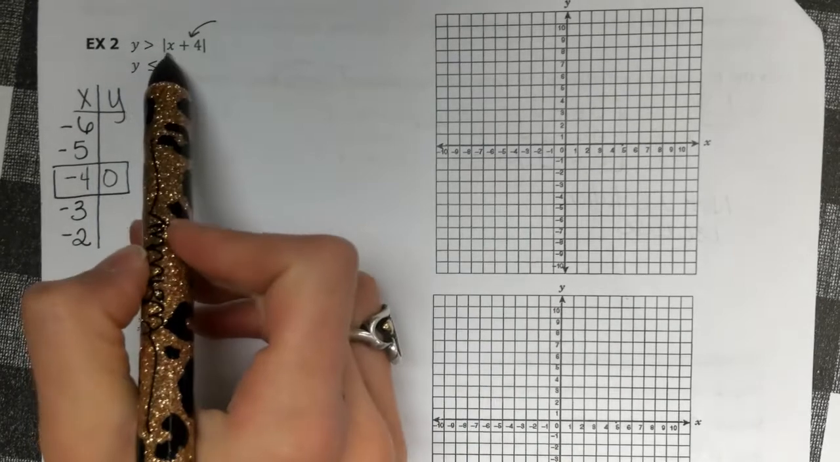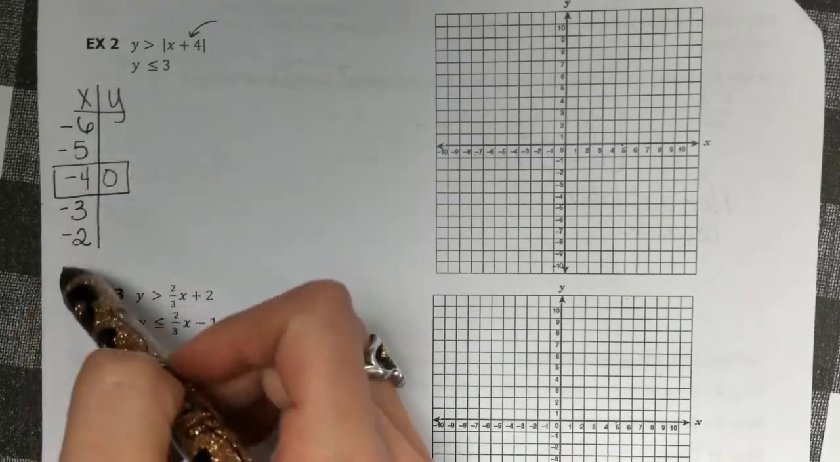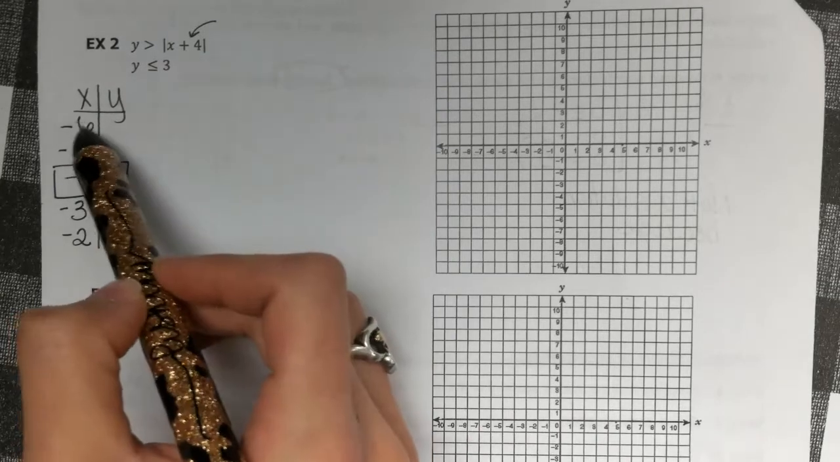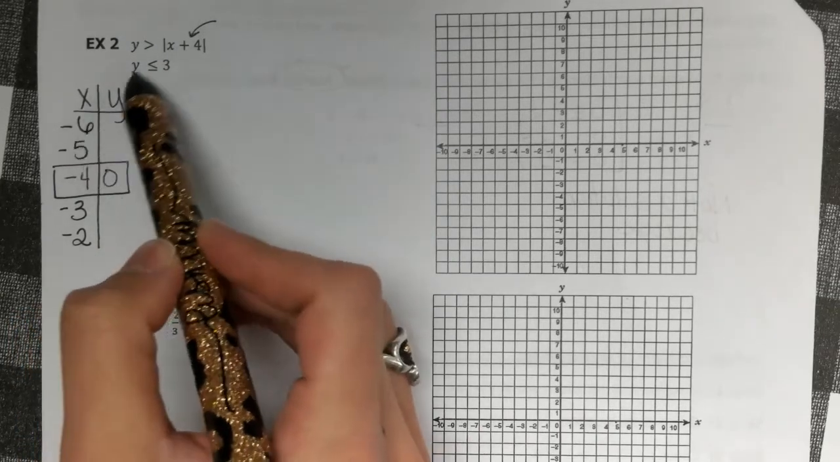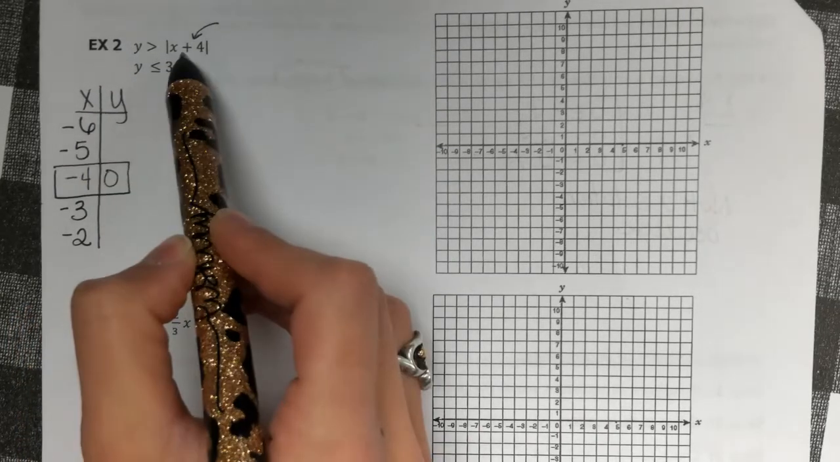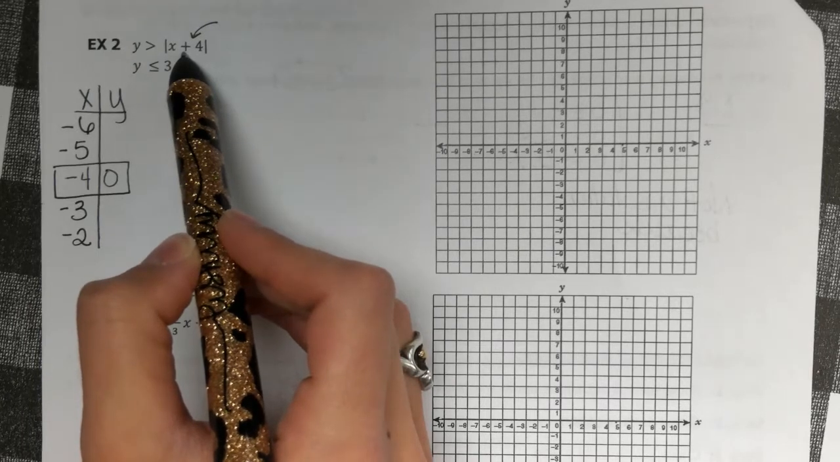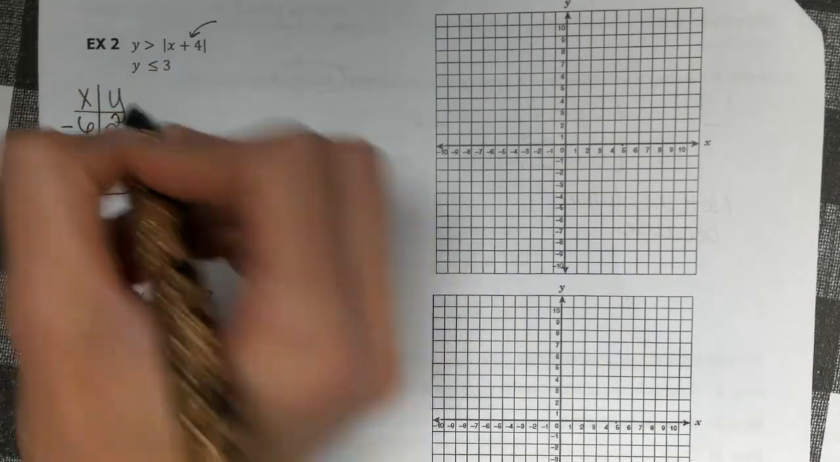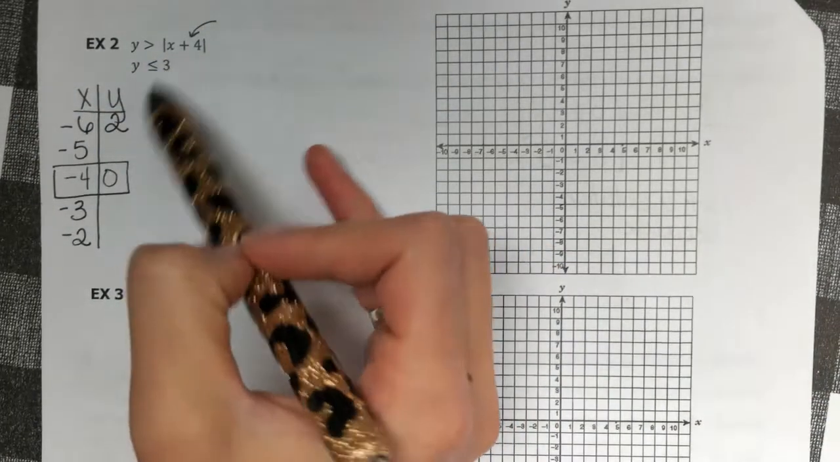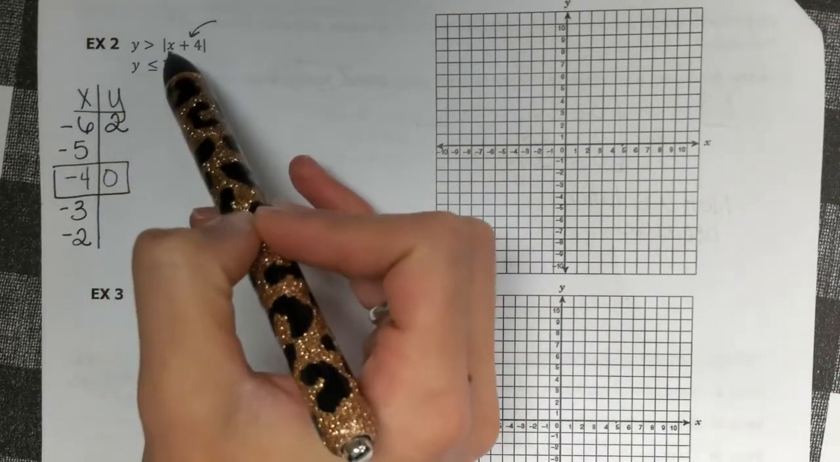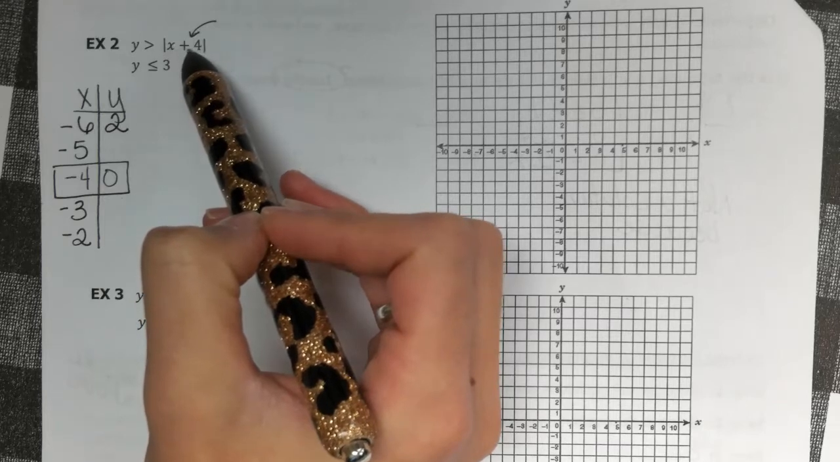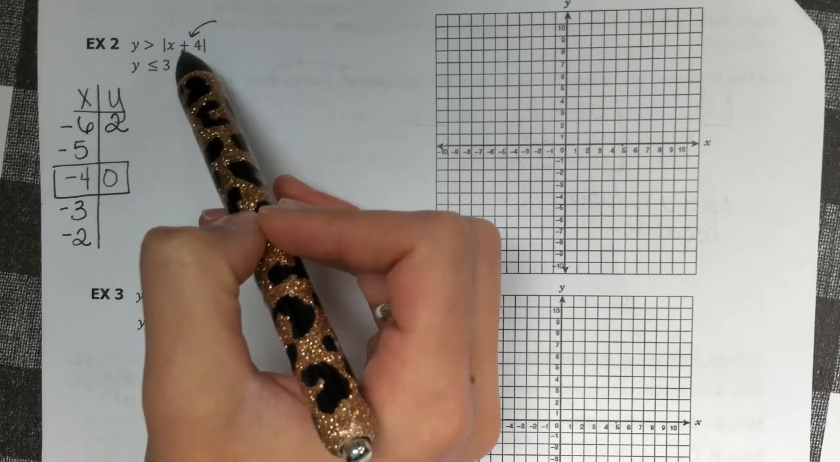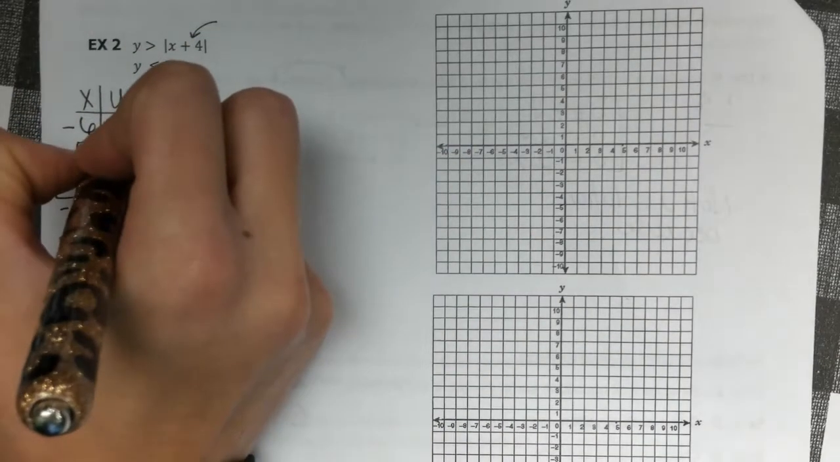Now this is a simple just x plus 4, so I'm not going to store the values. I'm just going to talk it out. I'm going to have negative 6 plus 4, which is going to give me a negative 2. And the absolute value of negative 2 is positive 2. Then I'm going to do the same thing with negative 5. I take negative 5 plus 4, it's going to give me a negative 1. The absolute value of negative 1 is 1.